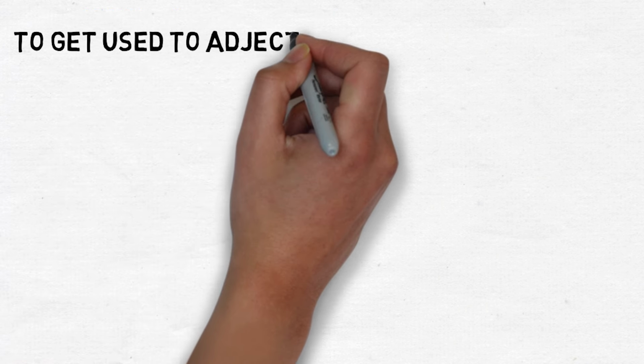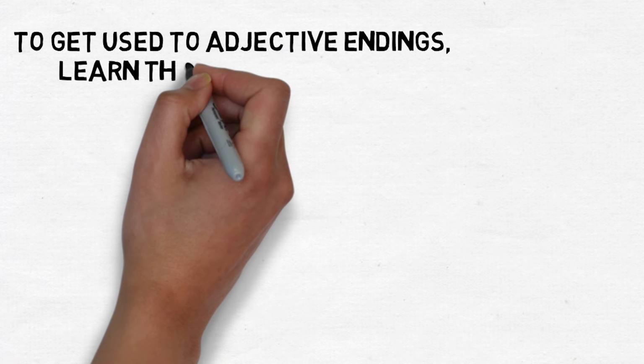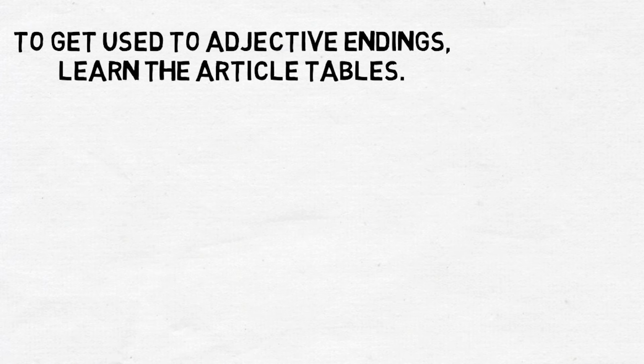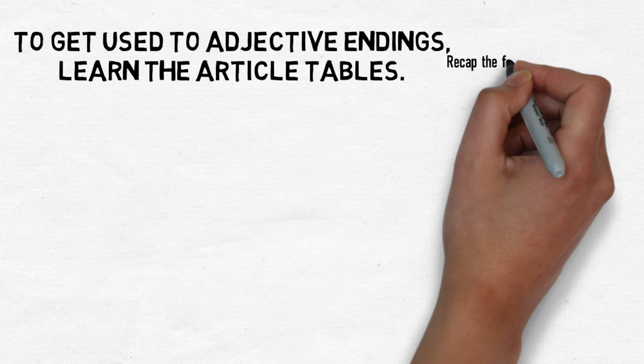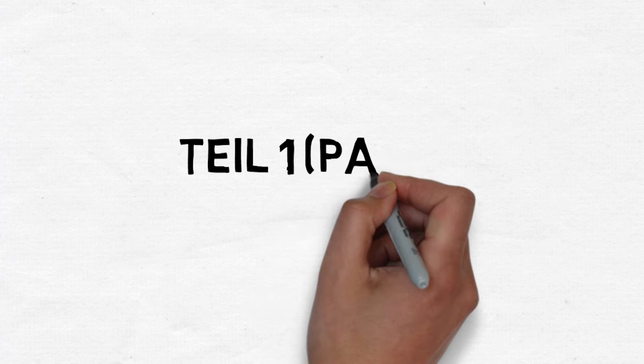The best way to learn adjective endings is by learning the article tables. The full article table is discussed in lesson 5, the genitive case, which you can recap by clicking here. So, let's learn some adjective endings. Los geht's! Teil 1. Definite articles.